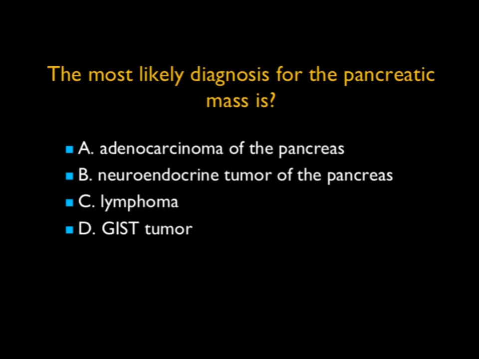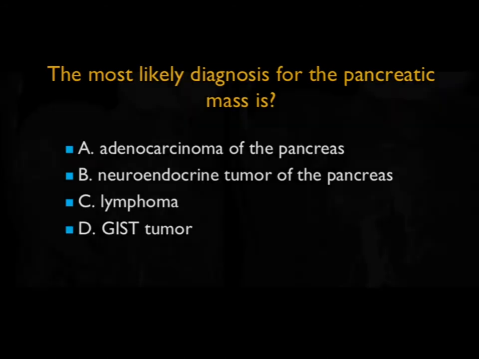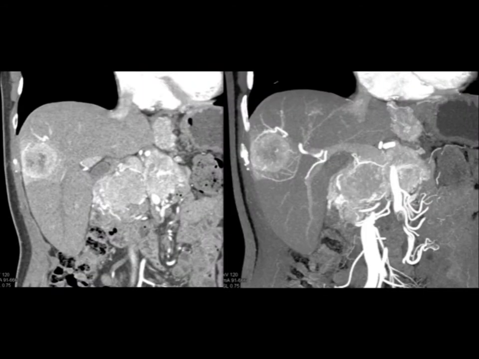In this case, I asked you for the most likely diagnosis, and I'm showing you a coronal image and a MIP image in coronal plane. Very nicely, you see a large vascular tumor involving the head and body of the pancreas. There are nodes present that are vascular. There's liver metastasis present. This is not going to be an adenocarcinoma of the pancreas. Obviously, that's hypodense. Lymphoma tends to be relatively hypodense. And this is not a GIST tumor either.